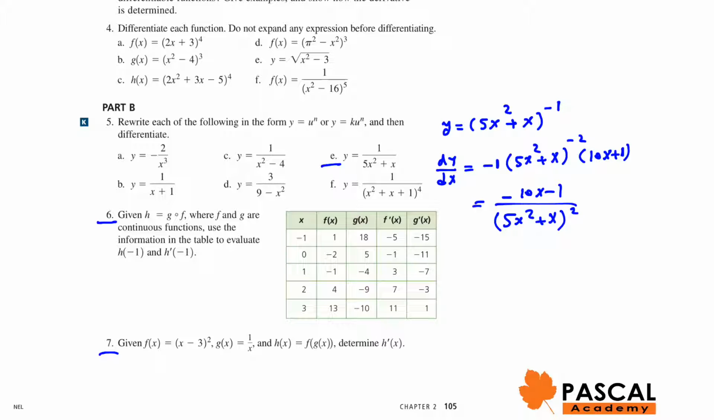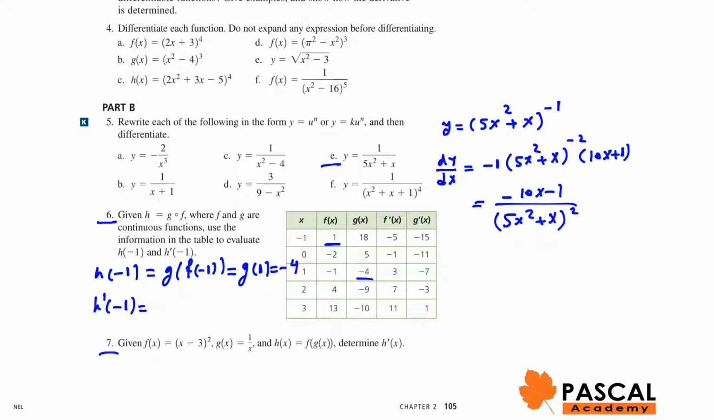Question number 6. Given h equals g of f, where f and g are continuous functions, use the table to evaluate h of negative 1 and h prime of negative 1. h of negative 1 is g of f of negative 1. f of negative 1 is 1, and g of 1 is negative 4.